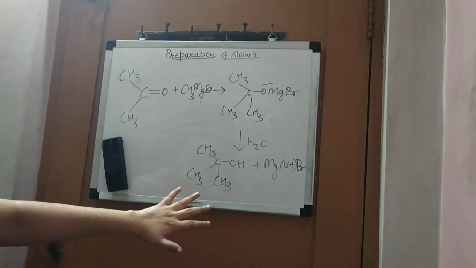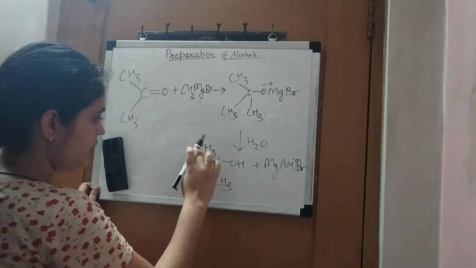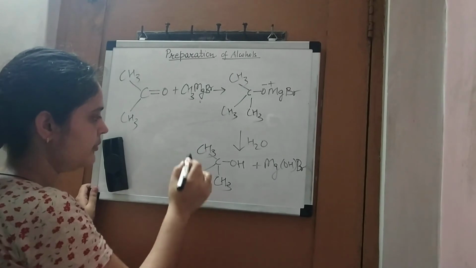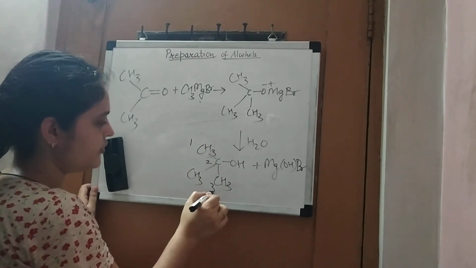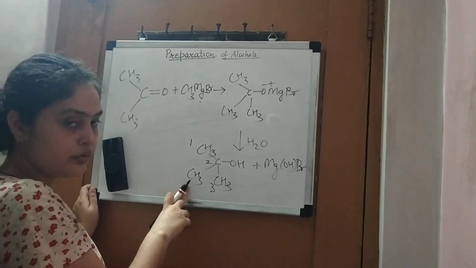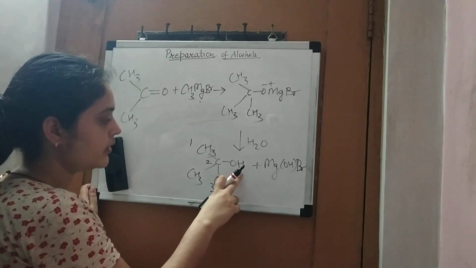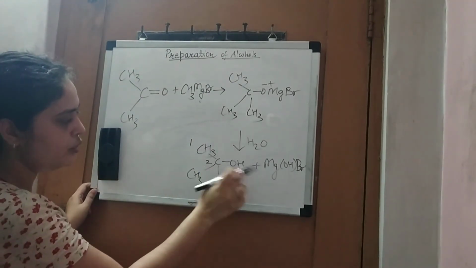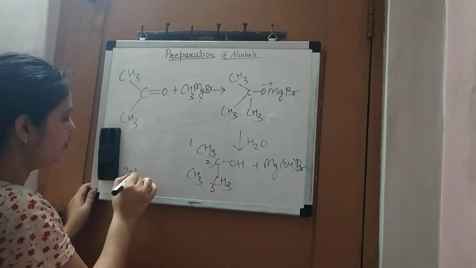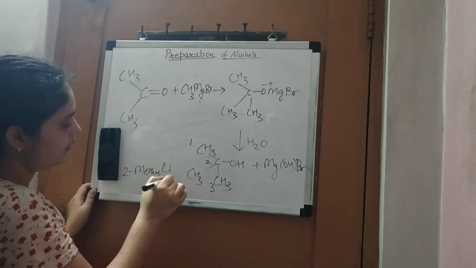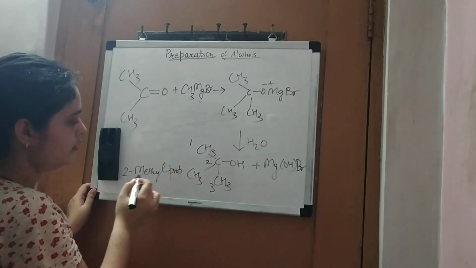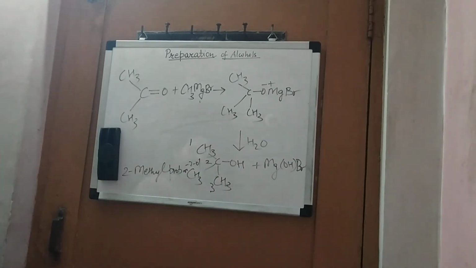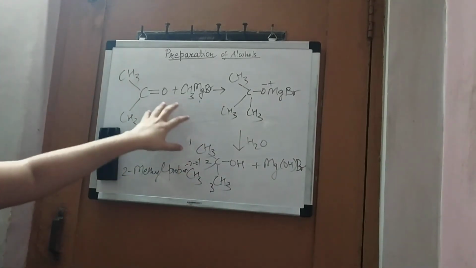And what will be its name? What will be its IUPAC name? This has 3 carbon atoms in the main chain, so 1, 2 and 3. And at the second carbon there is a methyl group and the hydroxy group. So you will name it 2-methylpropan-2-ol. So this is the IUPAC name, and this is what you get from propanone.